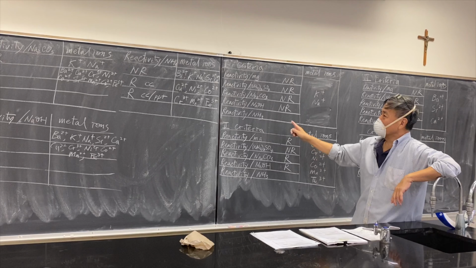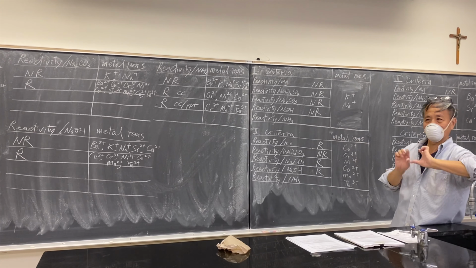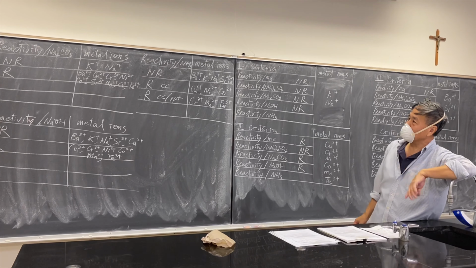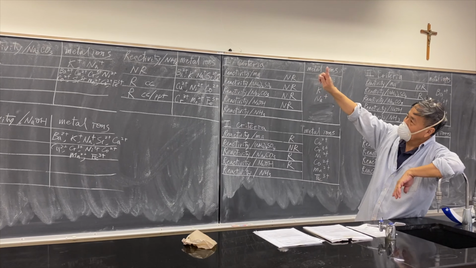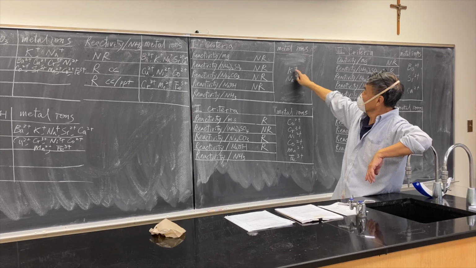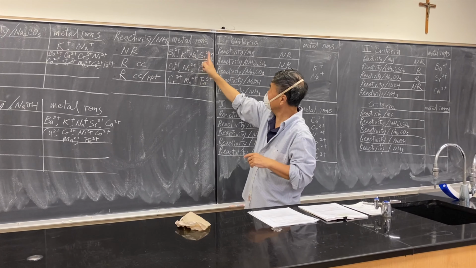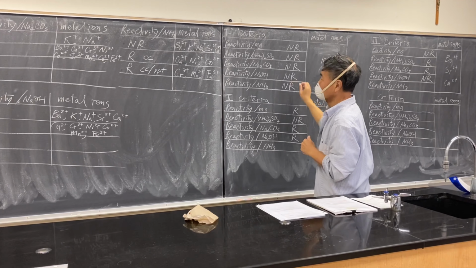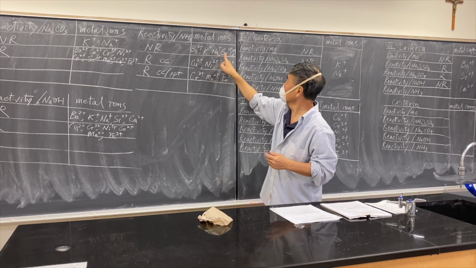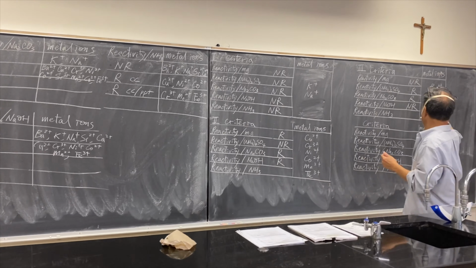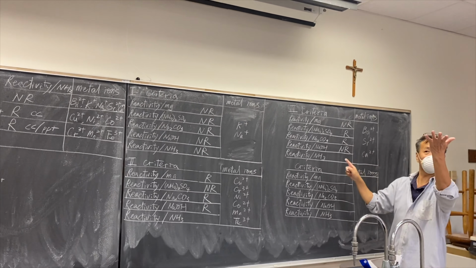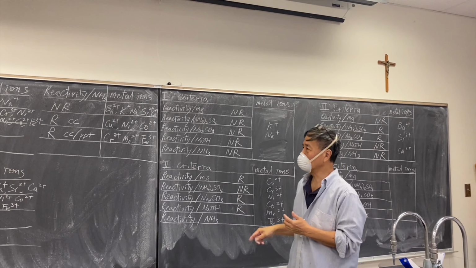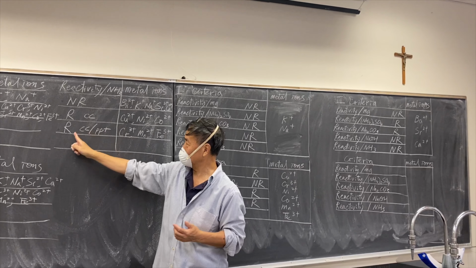Now we're going to deal with our last criteria, which is the reactivity with ammonia. You have 1, 2, potassium and sodium, no reaction. Barium, strontium, calcium, no reaction. Beautiful. Now we have a reaction.